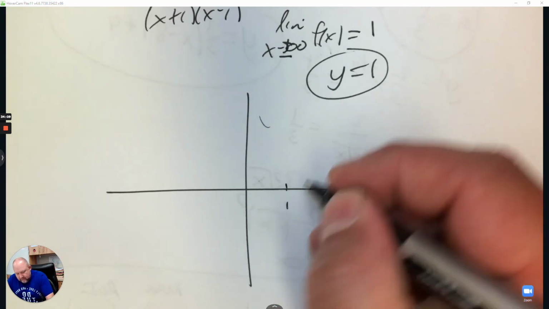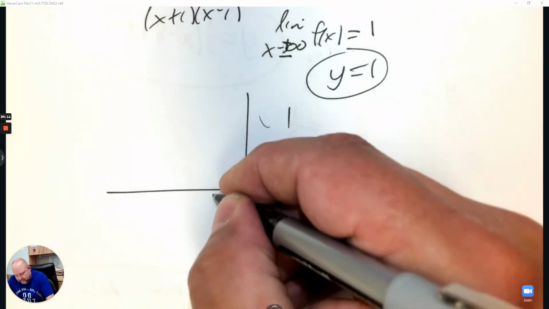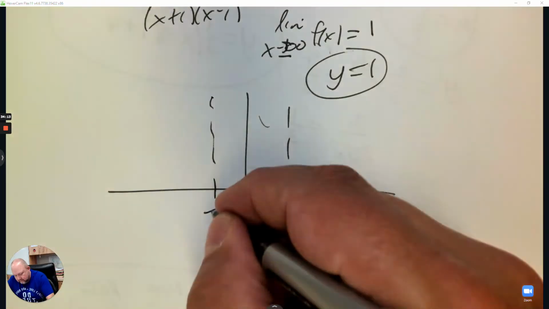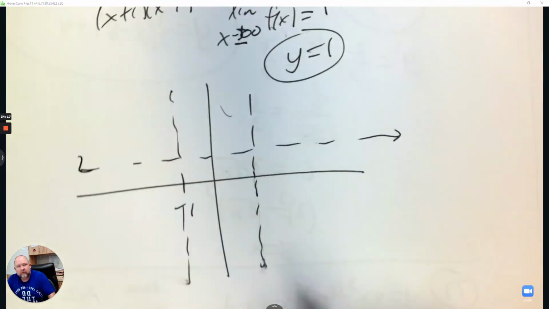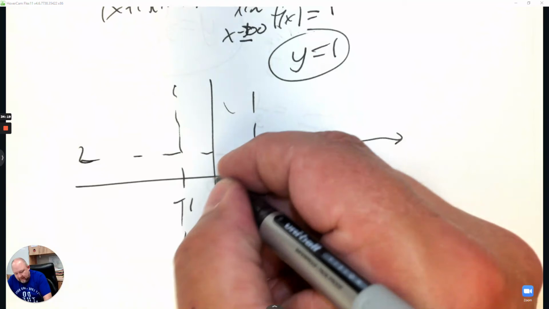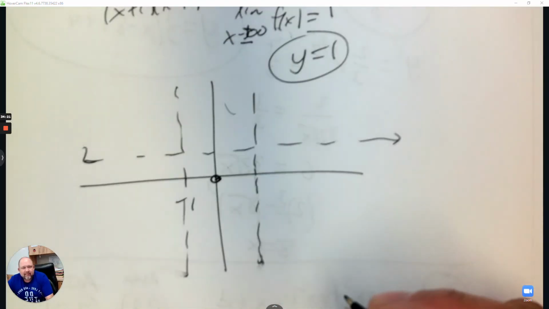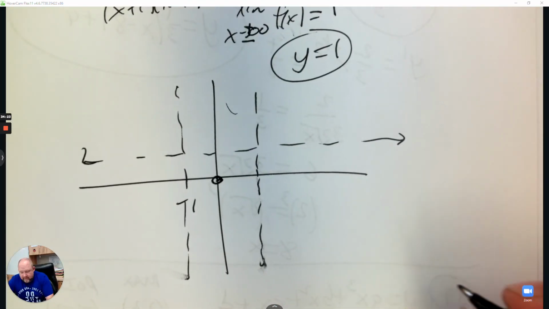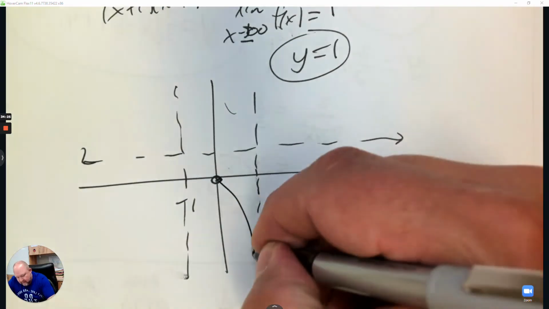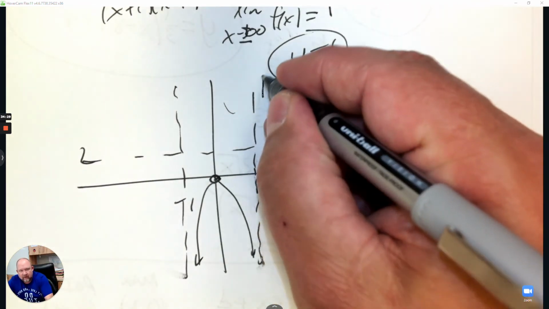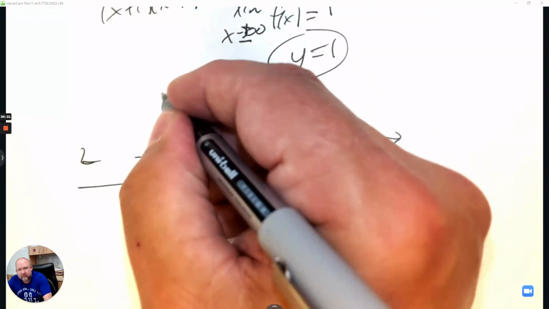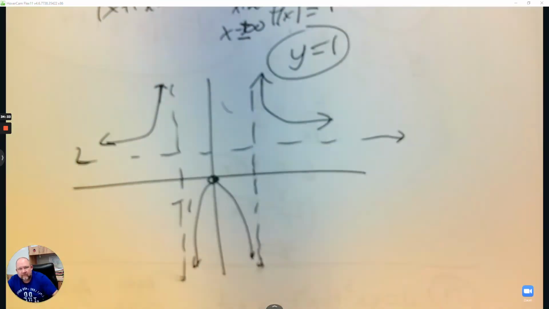So at +1, at -1, and at y equals 1, those are the asymptotes. We have an intercept here, and then we draw it from there. So I know the behavior at the vertical asymptotes, and I know it's an odd vertical asymptote, and the behavior, and you've drawn it.